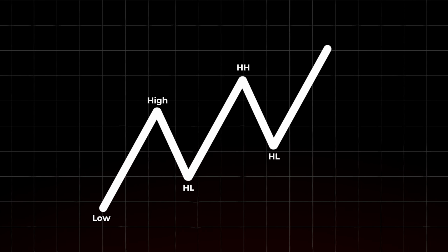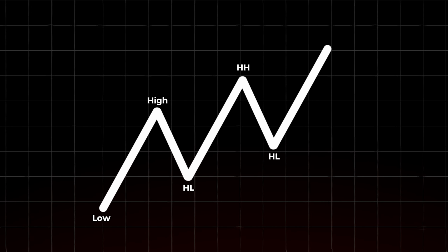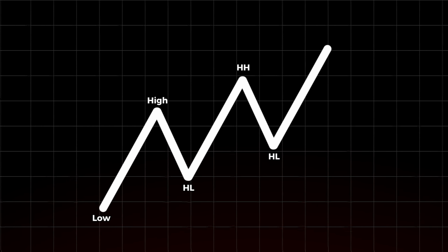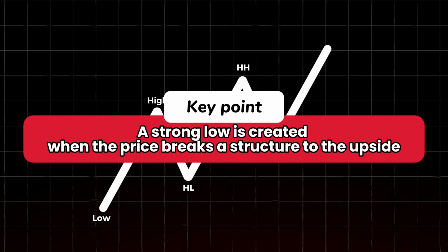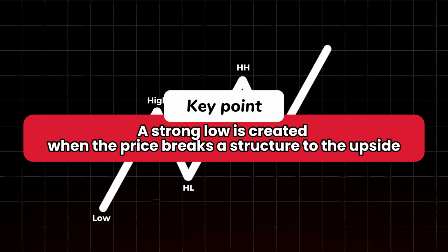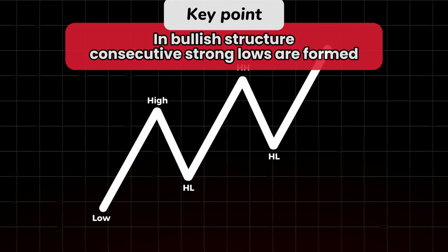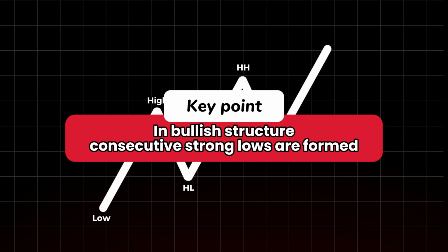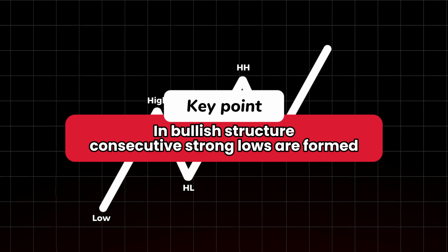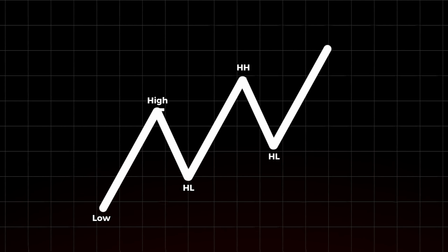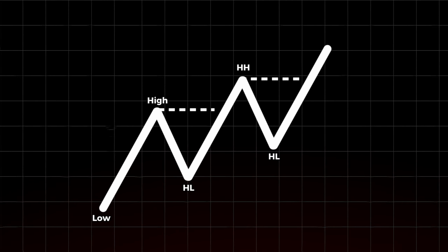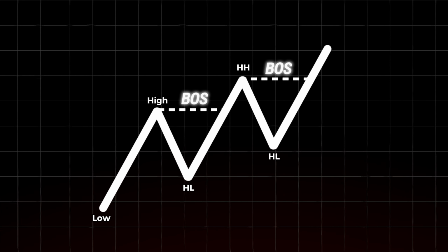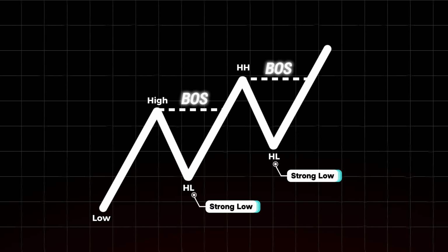In a bullish market structure, identifying strong and weak structural points is essential for understanding price action dynamics. A strong low is created when the price breaks a structure to the upside, confirming bullish momentum. As the market trends upward, multiple breaks of structure occur, forming consecutive strong lows that serve as critical support levels. In this example, we observe the price consistently breaking structure to the upside, reinforcing the presence of strong lows.